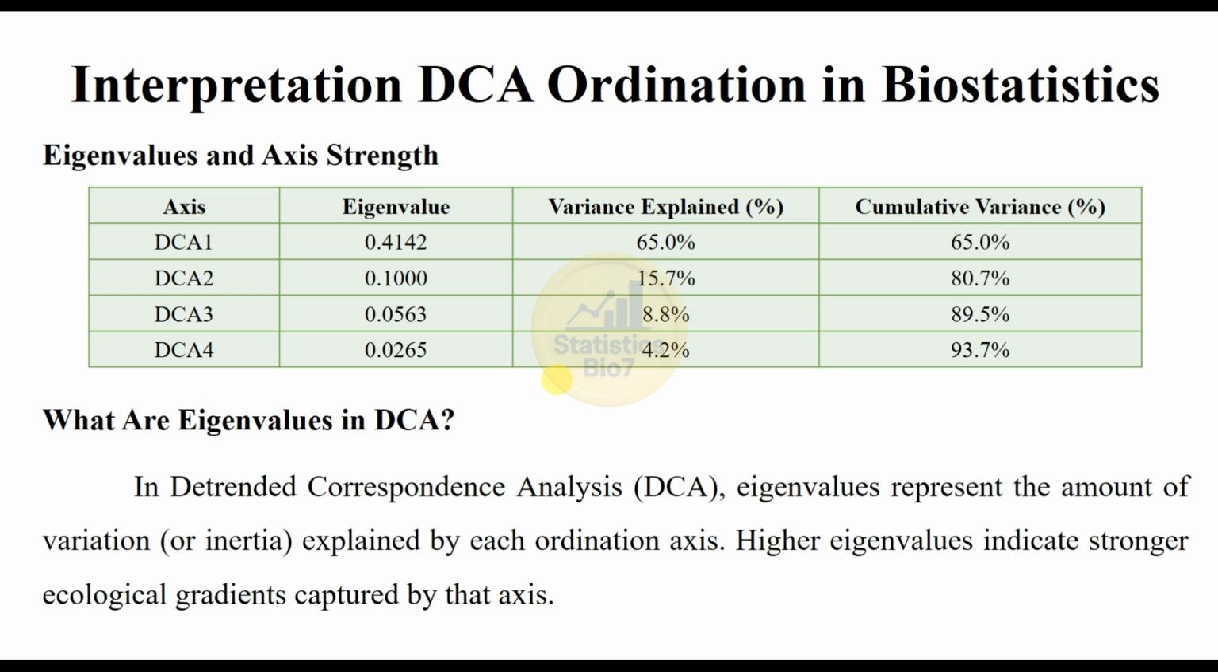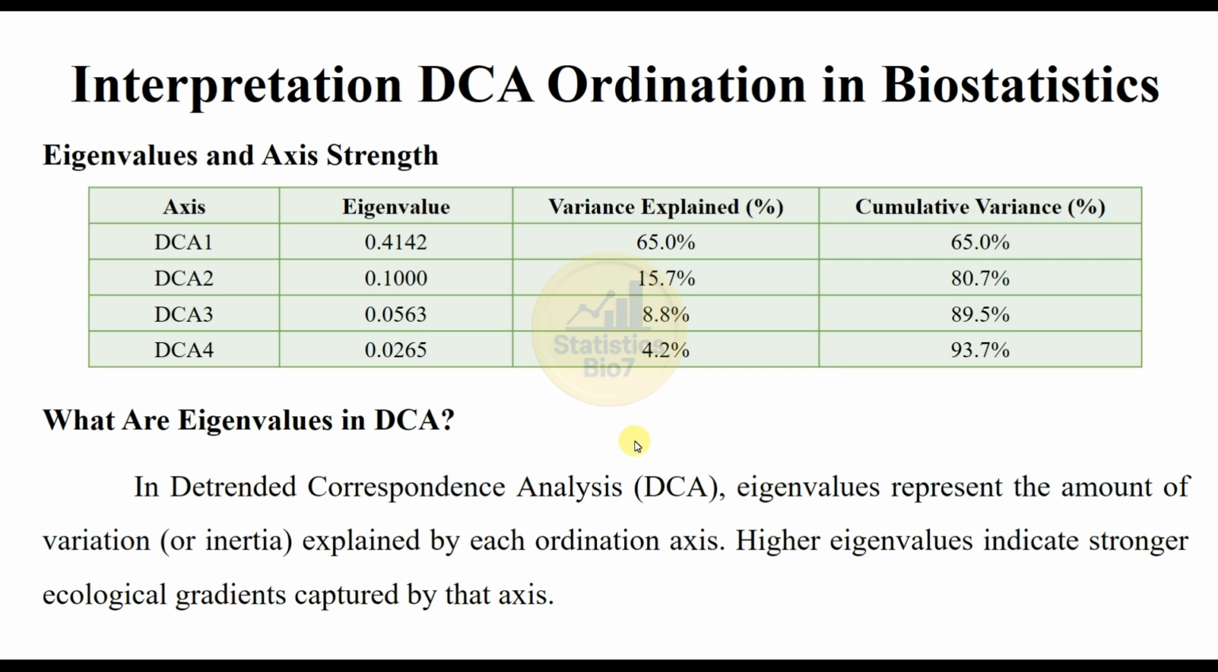The table shows the eigenvalues and axis strength. First, the axes DCA1 and DCA2 together represent 80% of the eigenvalue. The eigenvalue for DCA1 is 0.41, and the eigenvalue percentage of variation explained is 65%. The next largest eigenvalue in the table is DCA2, 0.1000, at 15.7%. So what are the eigenvalues in the DCA?